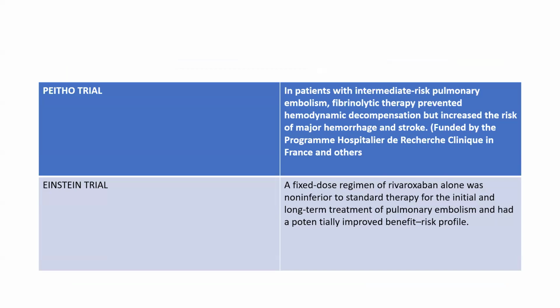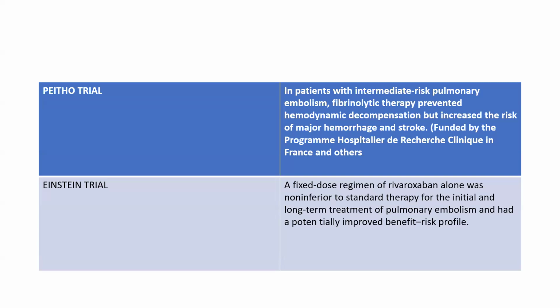Now these are a few trials which are published in the context of PE. The first one is the PEITHO trial. This is about patients with intermediate high risk PE. According to this trial, fibrinolytic therapy prevents hemodynamic decompensation, but increases the risk of major hemorrhage and stroke. So what the PEITHO trial wants to say is that if the patient falls into the intermediate high risk category, then try to manage this patient with anticoagulant instead of thrombolysis.